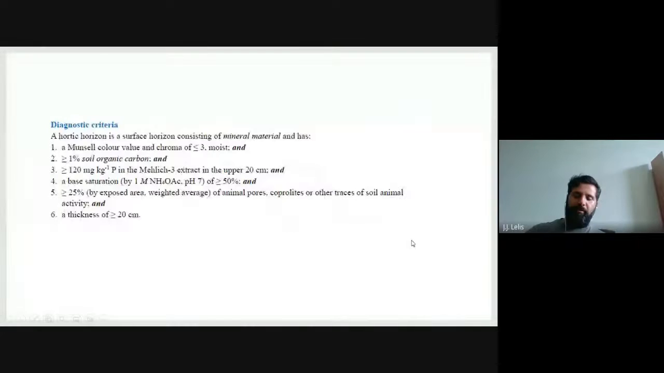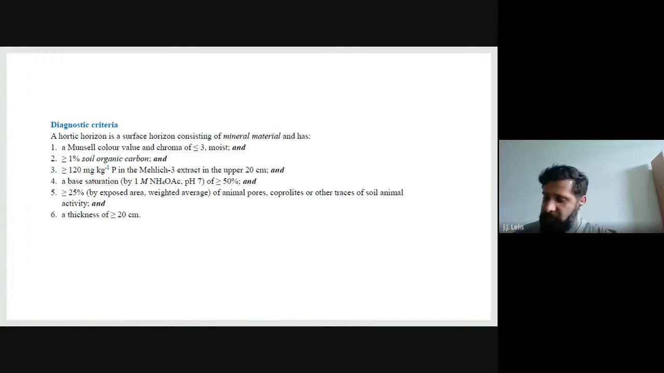So again, the Arctic horizon presents dark colors, a low value and a low chroma, at least 1% of soil organic carbon, at least 120 milligrams of phosphorus per kilogram of soil, a high base saturation, a high content of nutrients, at least 20 to 25% of exposed area which evidences animal activity like animal pores, coprolites, or other traces of animal activity in the surface horizon, and a thickness of at least 20 centimeters.